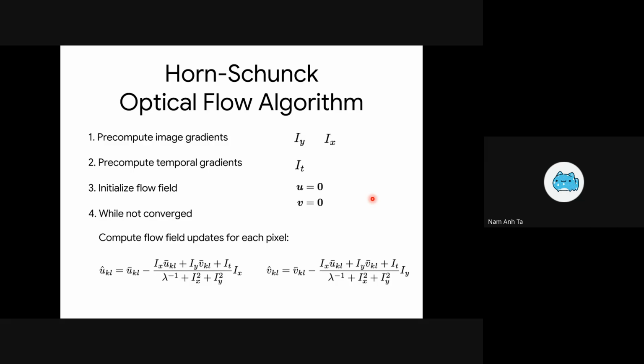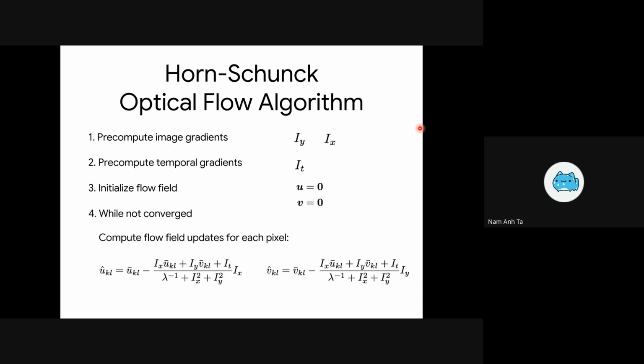And this is a short summary of this Horn-Schunck optical flow algorithm. The first is you pre-compute the image gradients Ix and Iy. Second is to compute the temporal gradient, It. Then initialize the flow field, where you set the U and the V to 0. And then you will compute the flow field updates for each pixel using these two formulas.